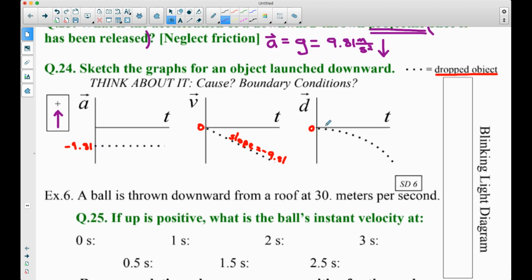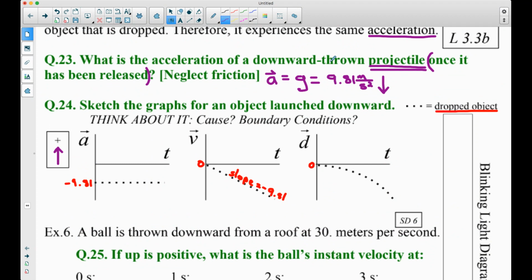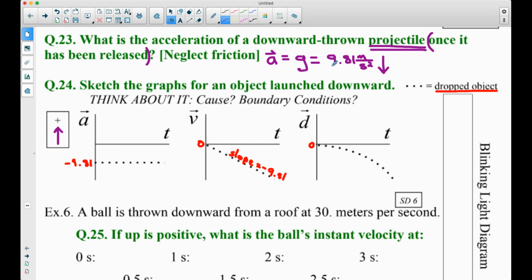In a throwdown, like we said up here, once the object is released, it is a projectile, which means 9.81 meters per second squared acceleration. So come on over here and mark that in the same exact spot. That's the same, negative 9.81. That did not change. Now that tells you the slope of the velocity graph also has to be exactly negative 9.81 meters per second squared.